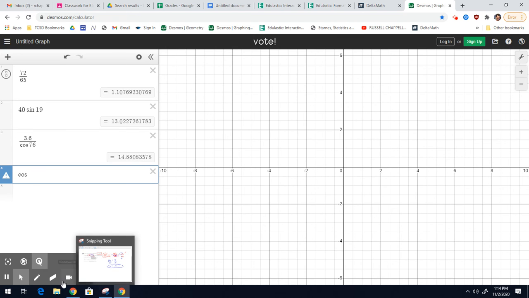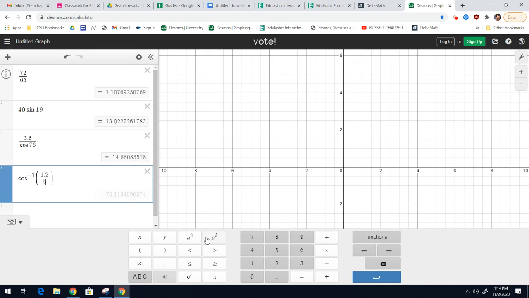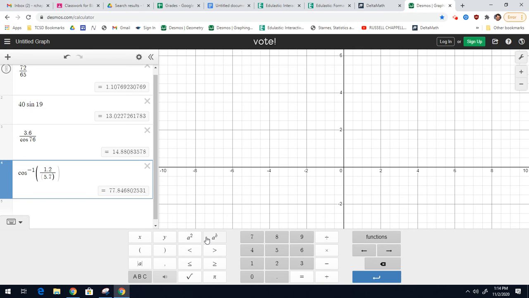Now remember, the exponent button is also in the keyboard. So let me make these go away. Control T. So here's your keyboard, right? You can use the AB button and put a -1. Or you can just use your keyboard and do Control or Shift 6, and that gets you up there. So -1, and then open a parenthesis and type in that fraction, 1.2 divided by 5.7. Make sure you put it in parentheses, okay? Just like that. And look at what I got, 77.84.